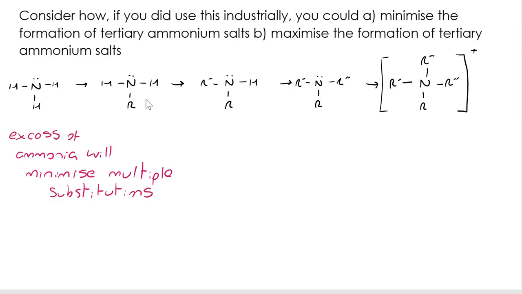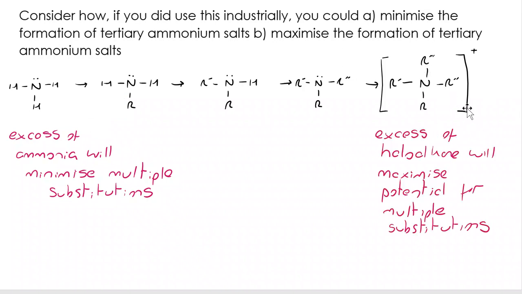If I wanted to minimize substitutions, I'd make sure I started with lots of ammonia, because then there would be a greater chance that each chloroalkane or haloalkane that I added would go to a different ammonia. So an excess of ammonia will minimize multiple substitutions and is more likely to take you to the primary amine. But if I've got a very small amount of ammonia or a large excess of a haloalkane, then that haloalkane is going to keep adding on around the nitrogen, multiple substitutions. So if I wanted to make my quaternary ammonium salt, I would use an excess of the haloalkane. Really common question in the exam. You do need to be prepared for that one.